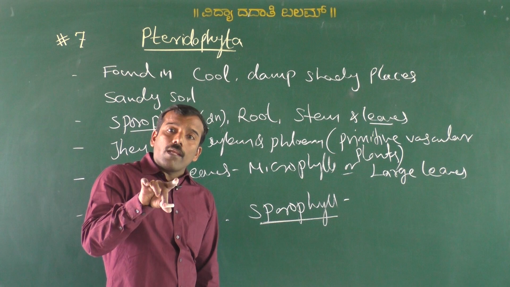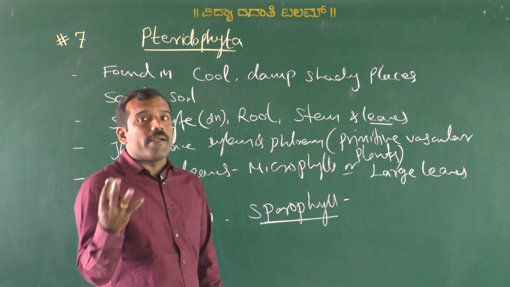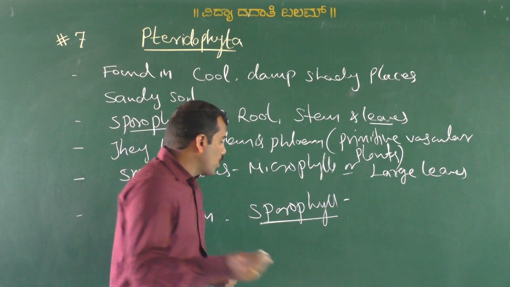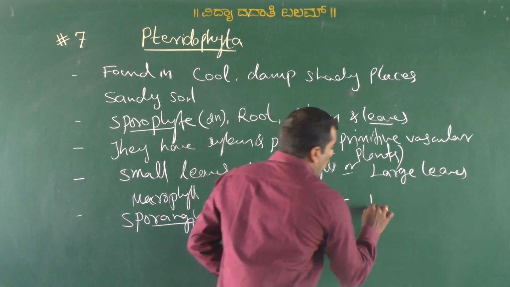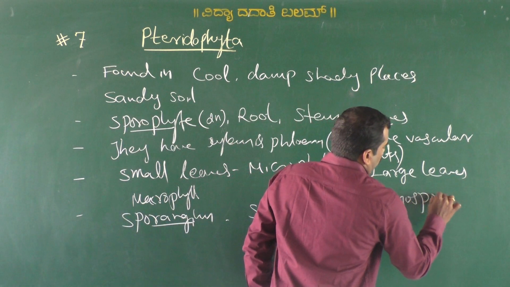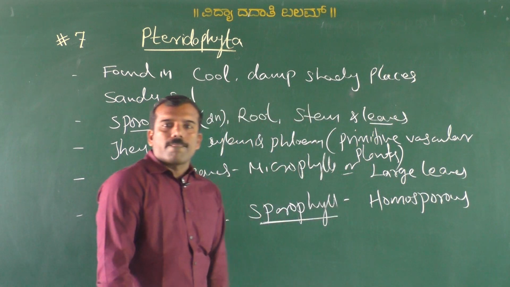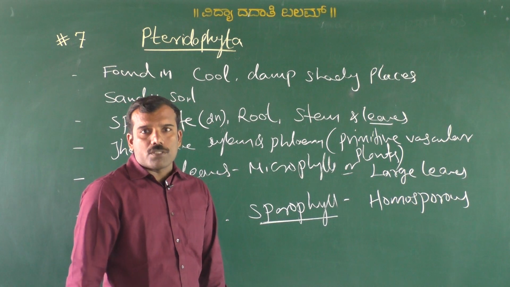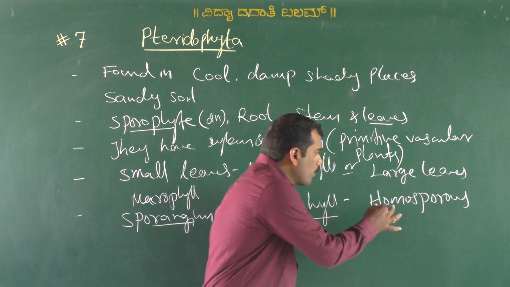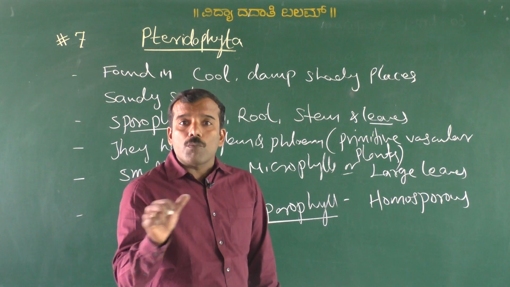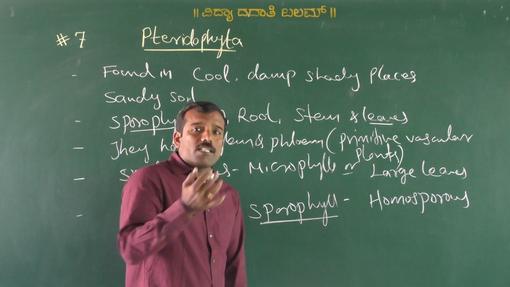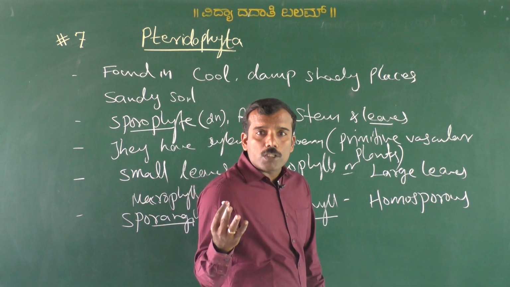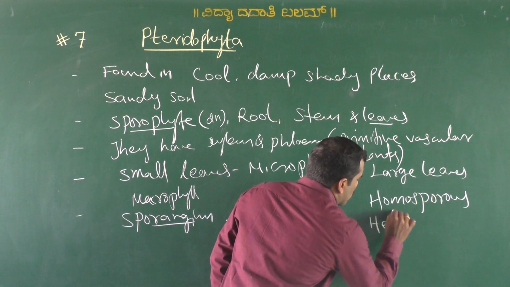The spores may be homosporous or heterosporous. That means the majority of pteridophytes produce spores of the same type, that is homosporous, like Lycopodium, Equisetum, Dryopteris, Pteris. They are all homosporous, that means they produce the same type of spores. But some plants like Selaginella and Salvinia produce different types of spores, that is called heterosporous.